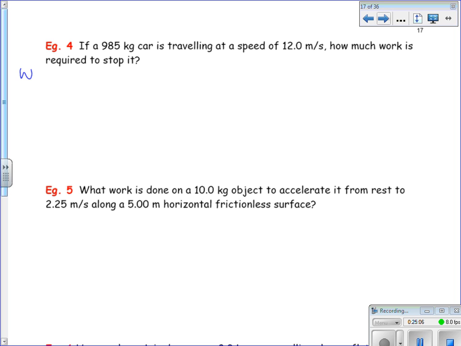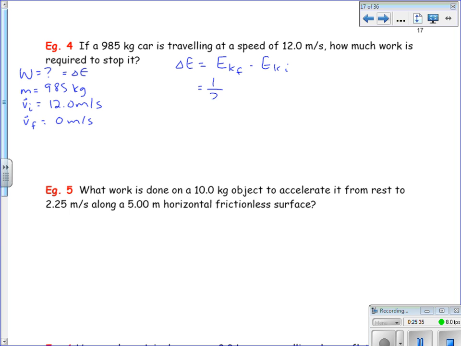So we want to know work, which, remember, is equal to a change in energy. We have a mass of the car of 985 kilograms. We have an initial velocity of 12 meters per second, and we want to stop the car. So that means our final velocity is 0 meters per second. So work is equal to a change in energy, and in this case it's going to be a change in EK. So it's EK final minus EK initial.